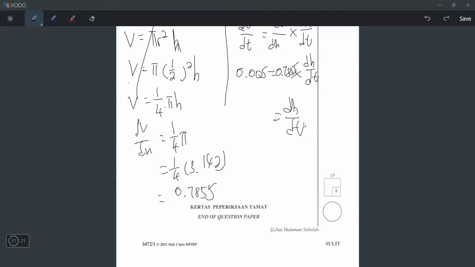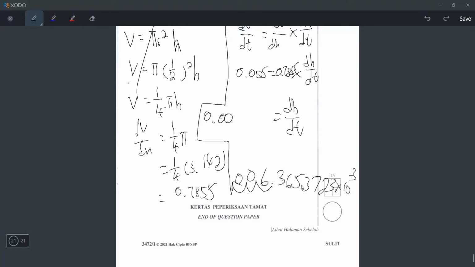So the calculator writes like this: 6.36537323 and so on, and then times 10 power negative 3. Means you have to move back 3 times, 1, 2. So the answer is 0.00635. Okay, 6365.